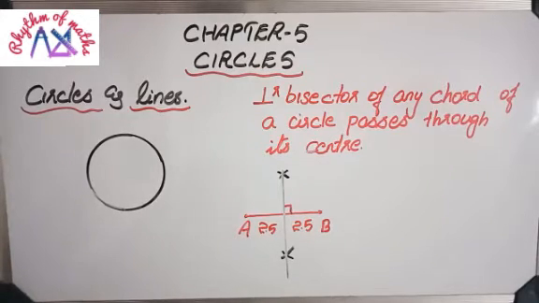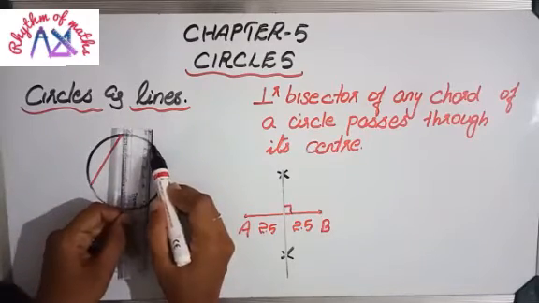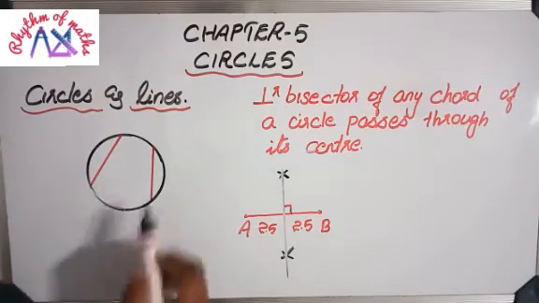The method is, just draw two chords anywhere on the circle. Two chords like this we can draw. Okay, two chords here.